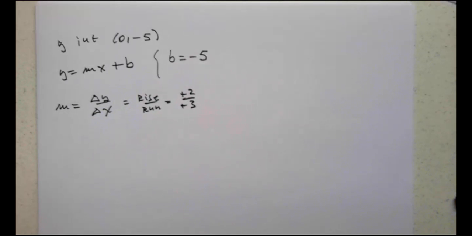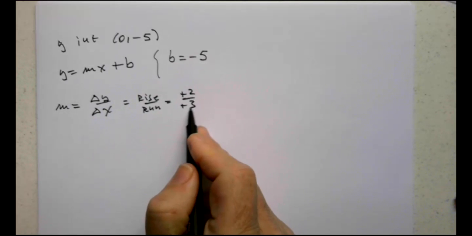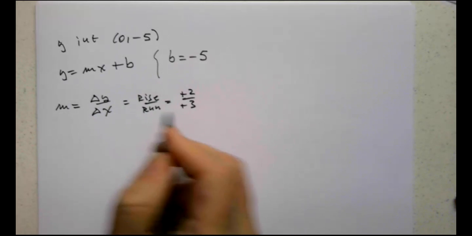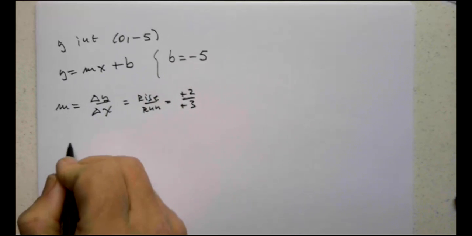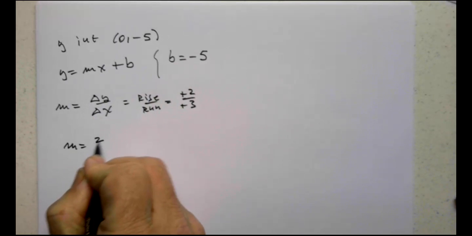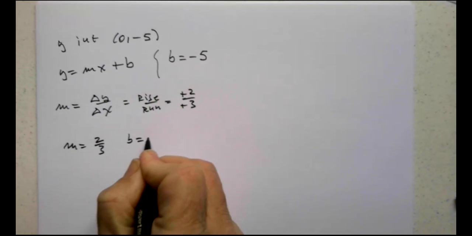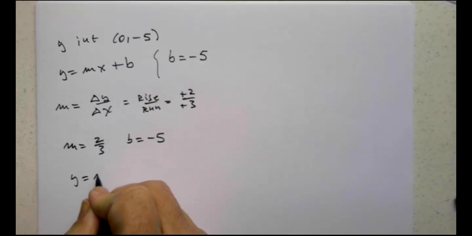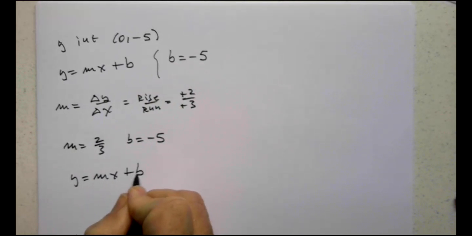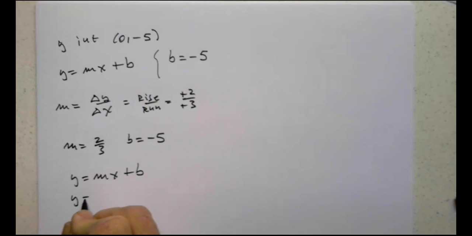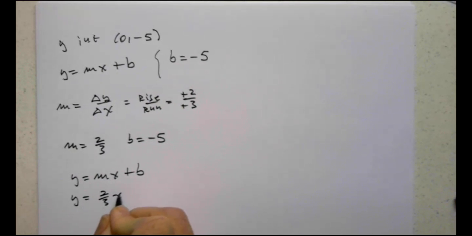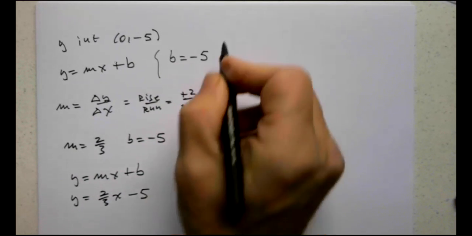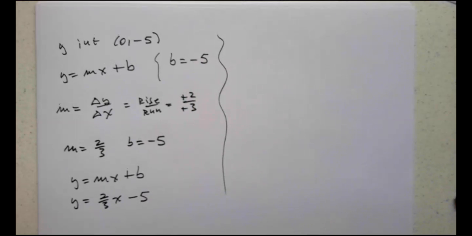I always like the change in y to be either positive or negative. I like to keep the run always positive. So knowing that, I have m is 2/3, and I have b is -5. We can plug that into y equals mx plus b, and we have this equation in slope-intercept form: y equals 2/3 x plus -5, or minus 5. That would be the equation of that line.